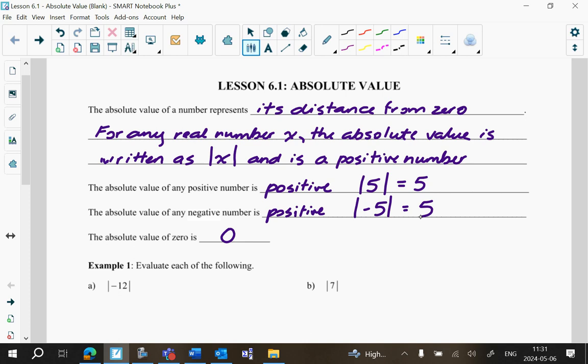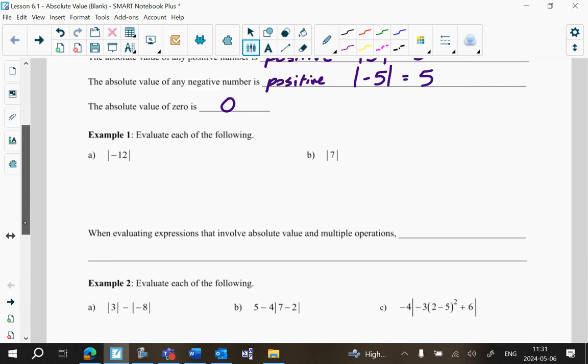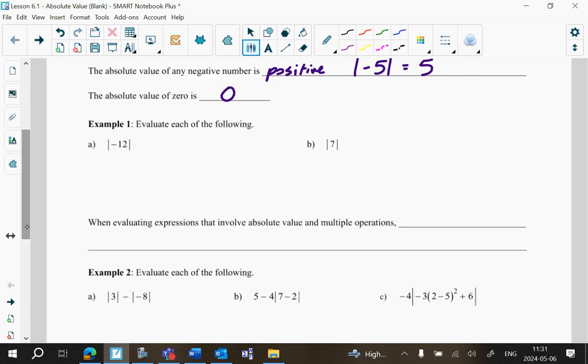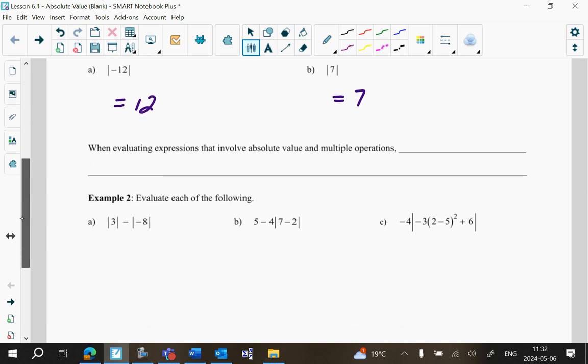So these two are pretty straightforward. The first example, the absolute value of negative 12 is 12. And the absolute value of positive 7 is 7. That's it. You may, however, get expressions that you're asked to calculate that involve multiple absolute value bars, or other order of operations, or parentheses. So we have to be careful, and we have to apply order of operations.